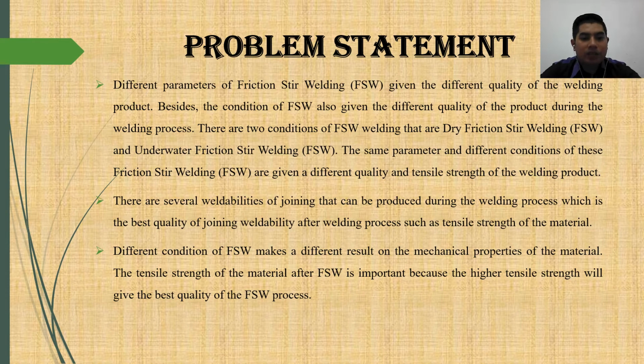Second, there are several weldability of joining that can be produced during the welding process, which is the best quality of joining weldability after welding process, such as tensile strength of the material. Third, different condition of friction welding makes a different result on the mechanical properties of the material. The tensile strength of the material after friction stir welding is important because the higher tensile strength will give the best quality of the friction stir welding process.